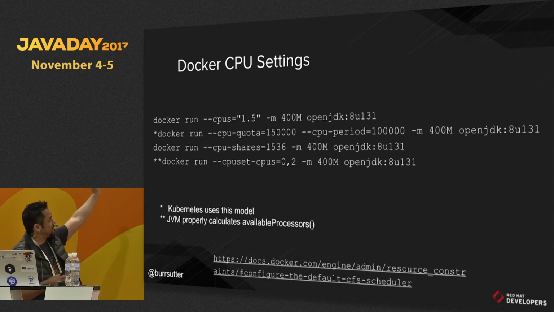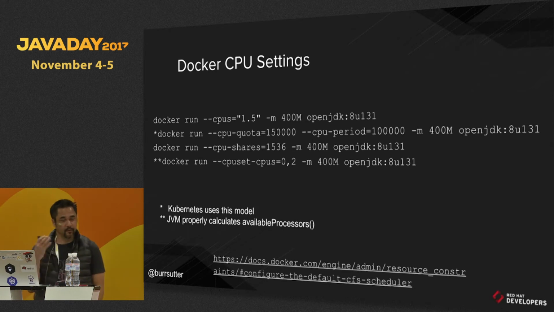Now notice here that the second option there, with the little asterisk, this one right here. That's specifically the one Kubernetes is going to use. You should just be aware of that. So see where it says CPU quota, which is 150,000 over a CPU period, which is 100,000. That basically says, give me 1.5 cores. So 1.5 cores approximately. That's what that calculates out to.